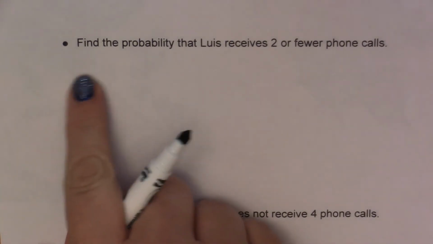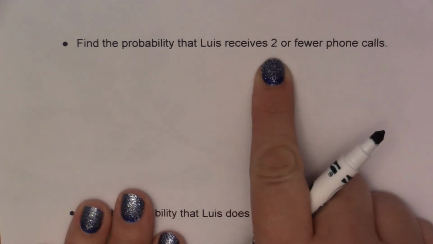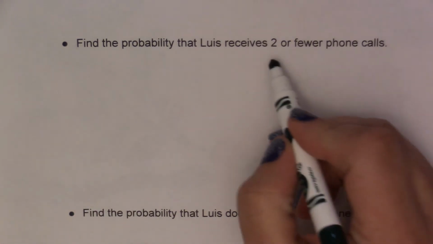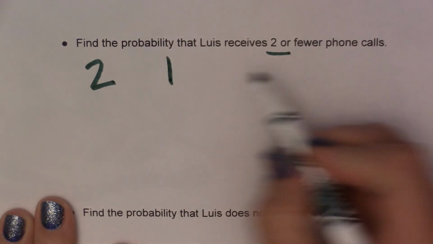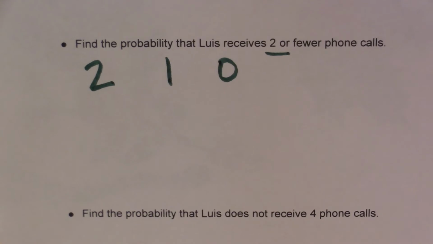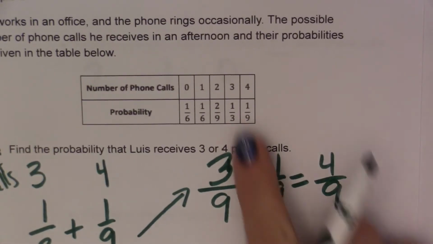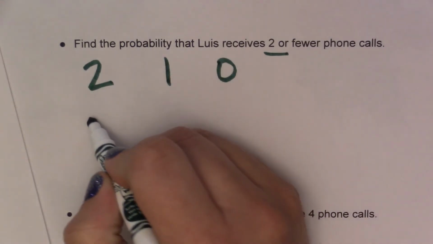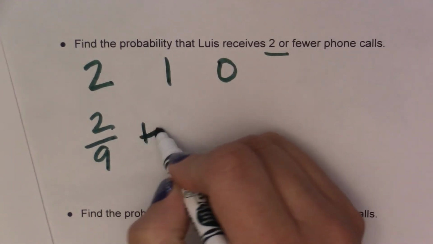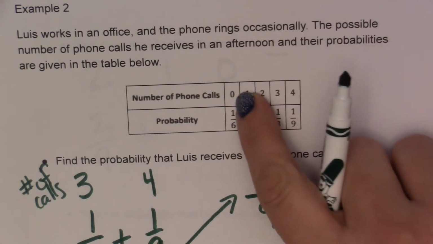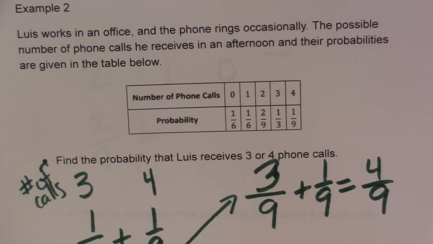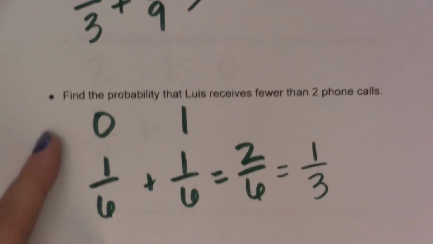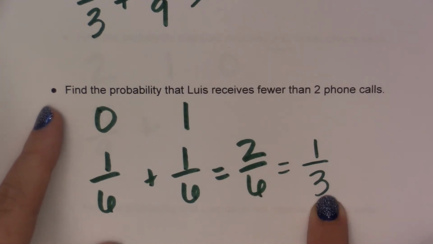Okay, let's look at our next question. Find the probability that Luis receives 2 or fewer phone calls. So we have to include 2 in this. So Luis could get 2 phone calls, he could get 1 phone call, or 0 phone calls. So I'm going to go to my table. 2 phone calls is 2/9. Then we're going to add to it the 1/6 and 1/6, which we had already found to be 2/6 or 1/3.